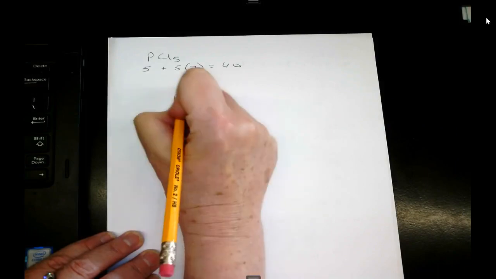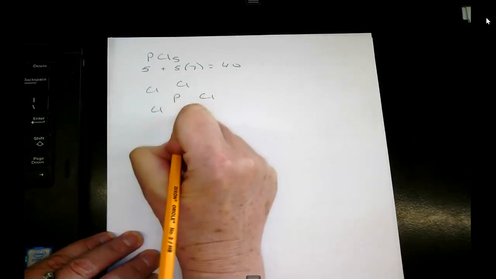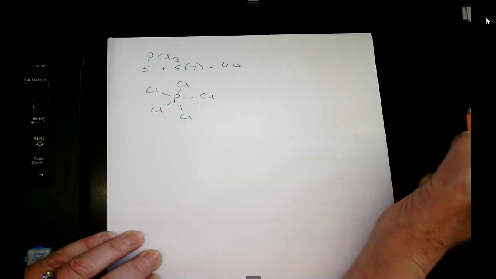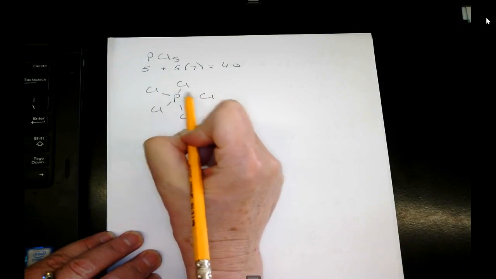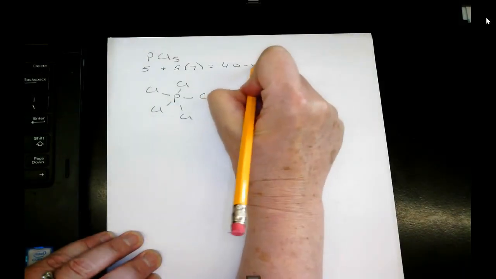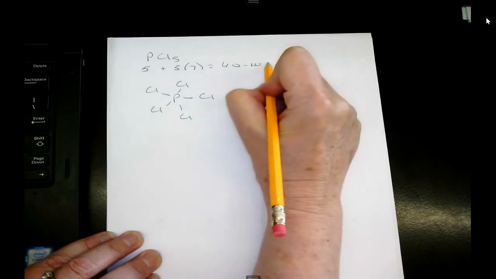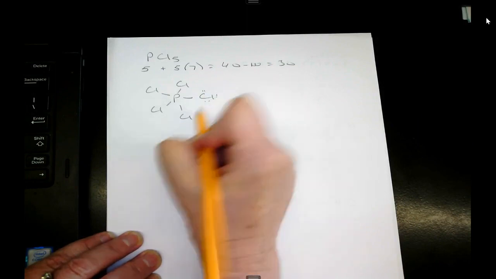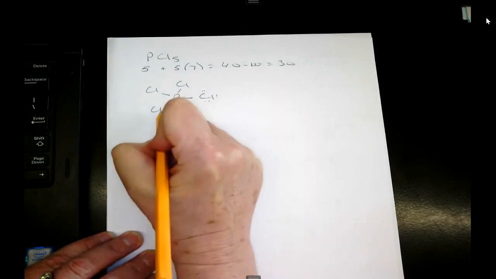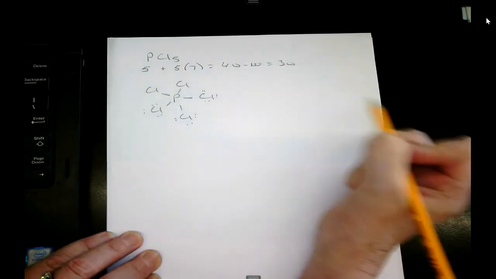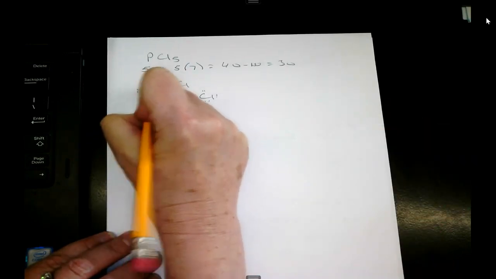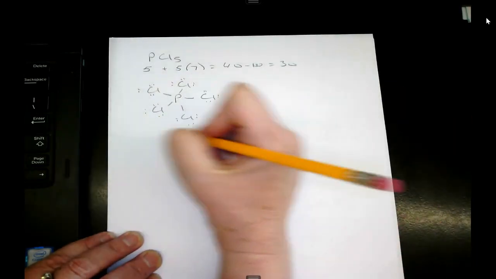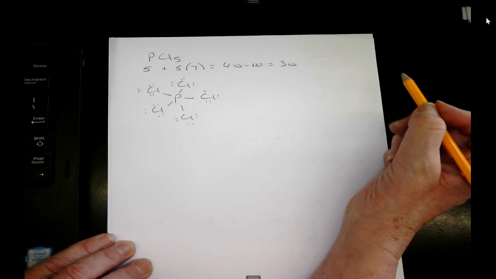We'll put our chlorines around the central atom, and we'll bond each chlorine to phosphorus with a single bond. So we've done 2, 4, 6, 8, 10. Out of the 40, that gives us 30 left. So we'll put 2, 4, 6, 8, 10, 12, 14, 16, 18, 20, 22, 24, 26, 28, 30, and we've got all of our electrons in our structure.